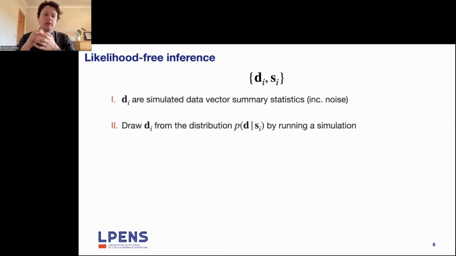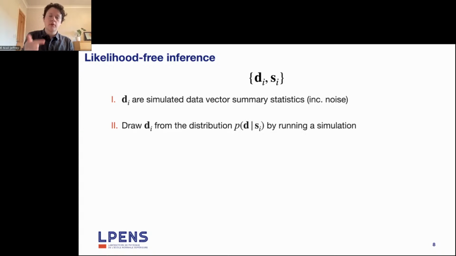So they're meant to be as realistic as possible. And what's happening when you generate a simulated mock data vector is that you're drawing these D_i from the distribution P(D|S_i), where S_i is the label that you know. And every time you run a simulation, you're drawing these data vectors from this probability distribution, P(D|S). And the point of likelihood-free inference is saying, well, I now have all of these data drawn from this distribution, and I have the labels S.